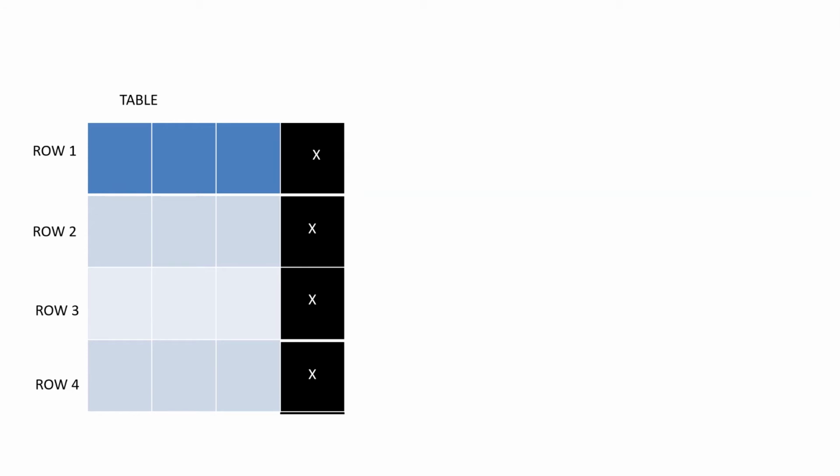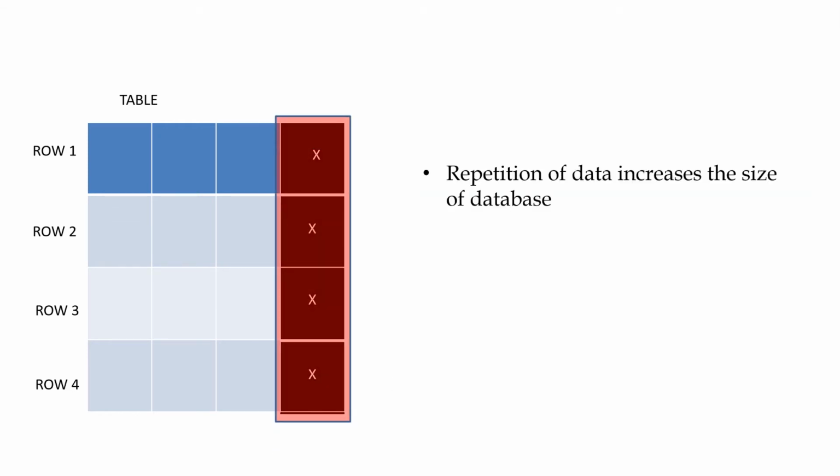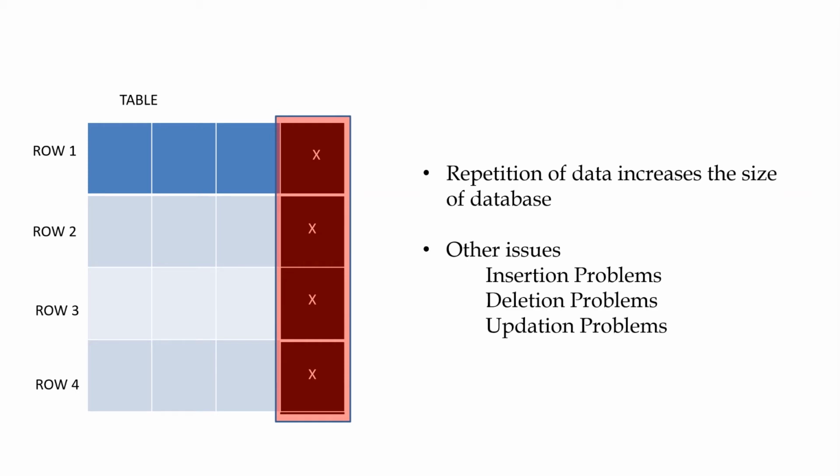There is a table with 4 rows. You can see the last column contains similar data, a repetition of the same data. X, X, X, X, all of these are repetitions of the same data. The repetition of data increases the size of the database. Because of this, we will have problems like insertion problems, deletion problems and updation problems.